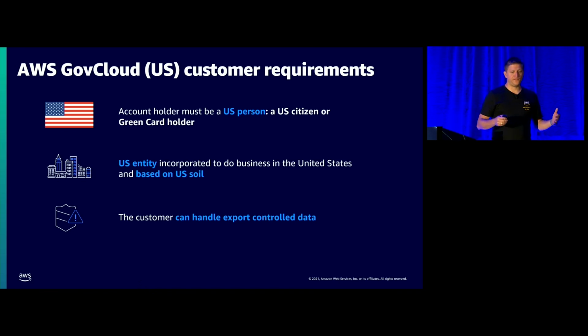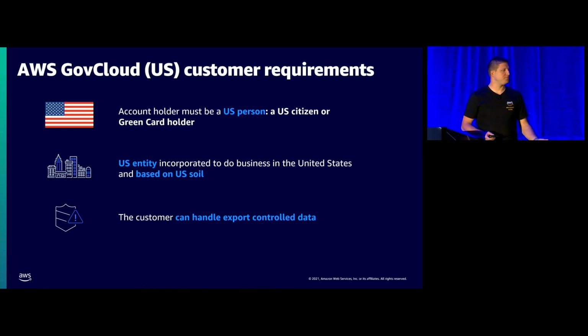So there are a few requirements you have to meet in order to gain access to AWS GovCloud US. The root account holder must be a US person, i.e. a US citizen or a green card holder. The organization must be a US entity and based on US soil. And both the customer and the business must not be barred from handling export control data.